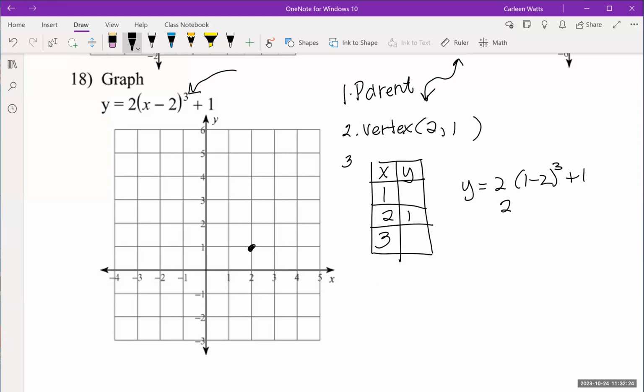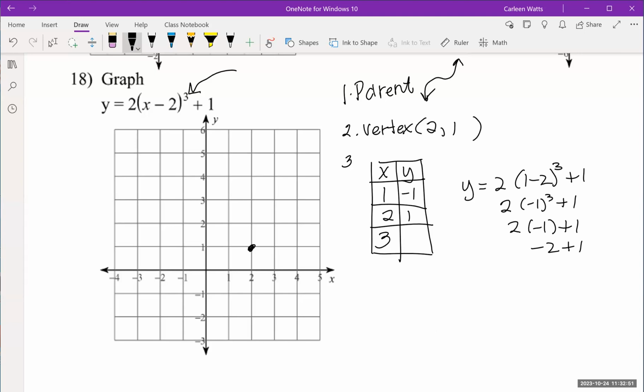It's going to go 2 times -1 cubed. Now, what is -1 cubed? Careful, there's 3 of them. It's negative, right? Because those are going to cancel. So this is 2 times -1 plus 1, which is -2 plus 1 is -1.